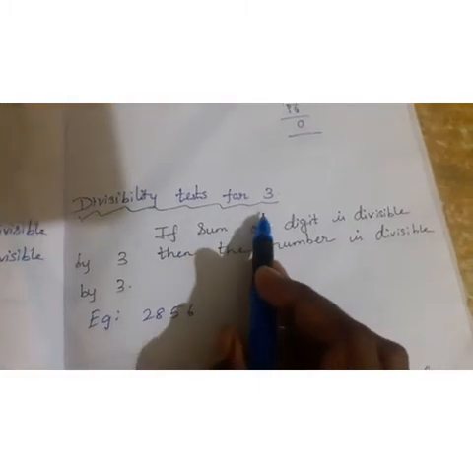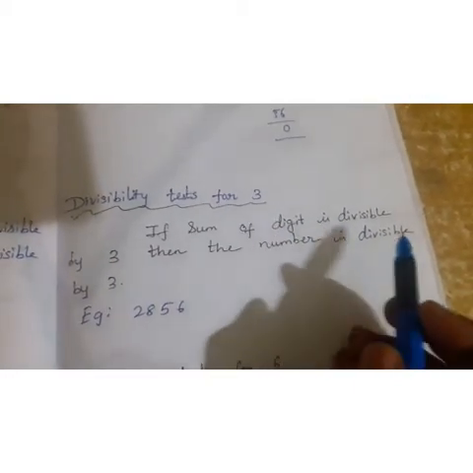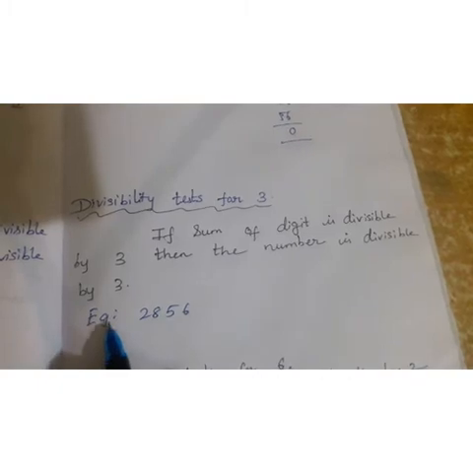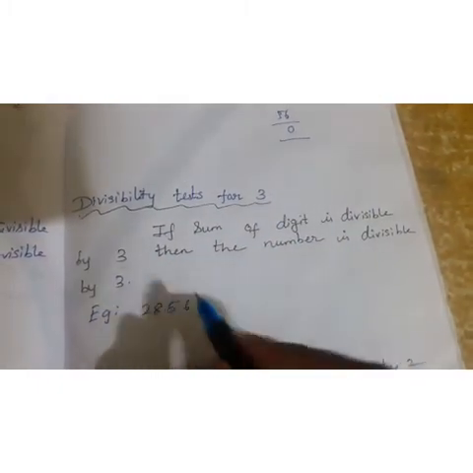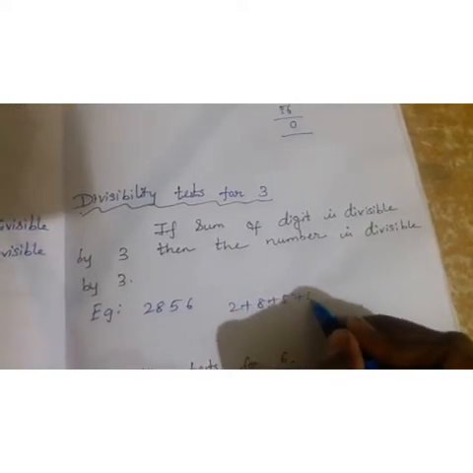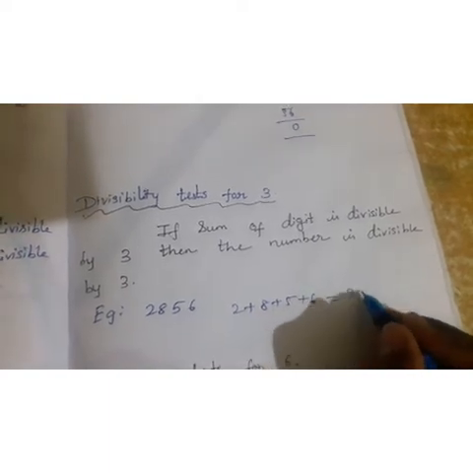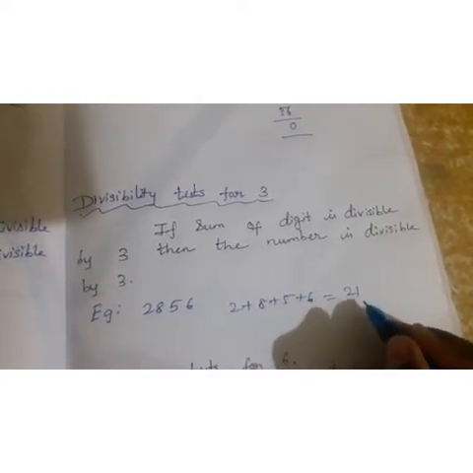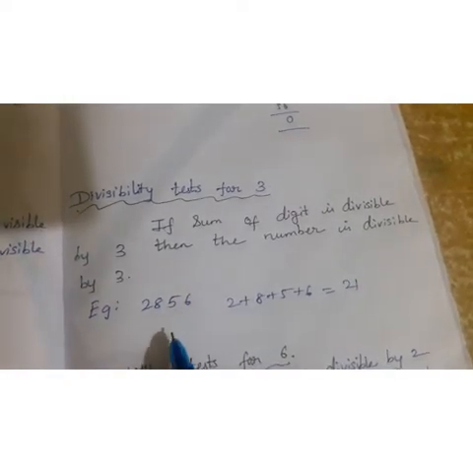Divisibility test for 3. If the sum of the digits is divisible by 3, then the number is divisible by 3. Example: 2856. So the sum of the digits is 2 plus 8 plus 5 plus 6. 2 plus 8 is 10, 10 plus 5 is 15, 15 plus 6 is 21. 21 is divisible by 3. So 2856 is divisible by 3.